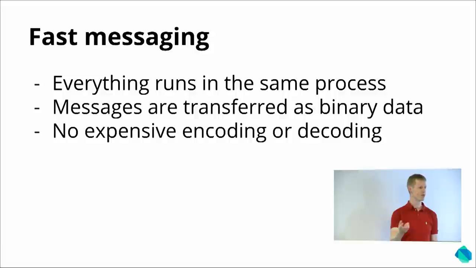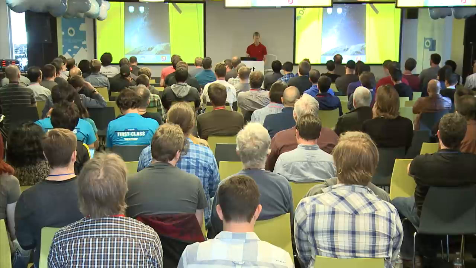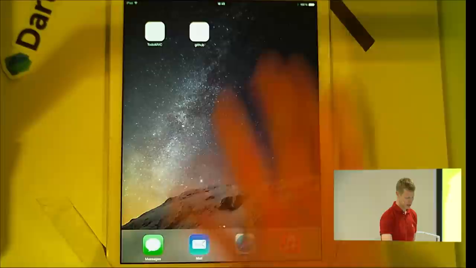So I'd like to try to show you a demo of what we can do with this thing on an iPad. So let me try to switch to that. We've built a small sample here. It runs on Dart on top of the Fletch runtime, and it talks to some GitHub APIs, and it shows you a list of GitHub commits for the Fletch project. Let me fire it up.